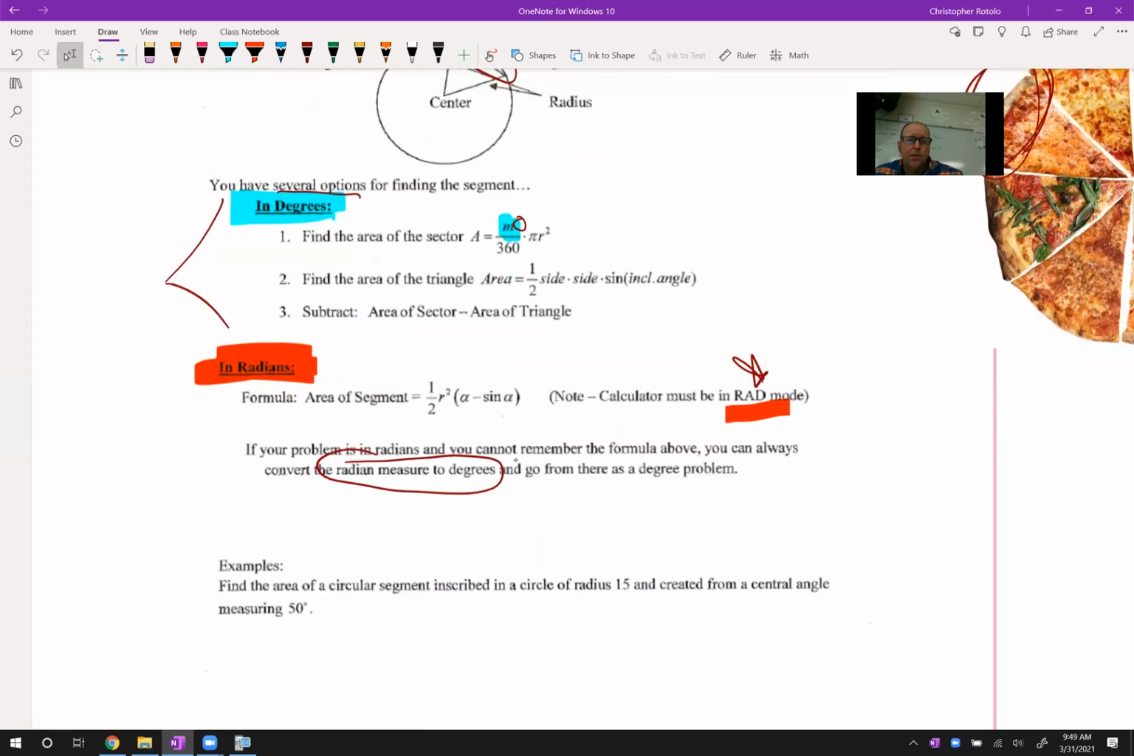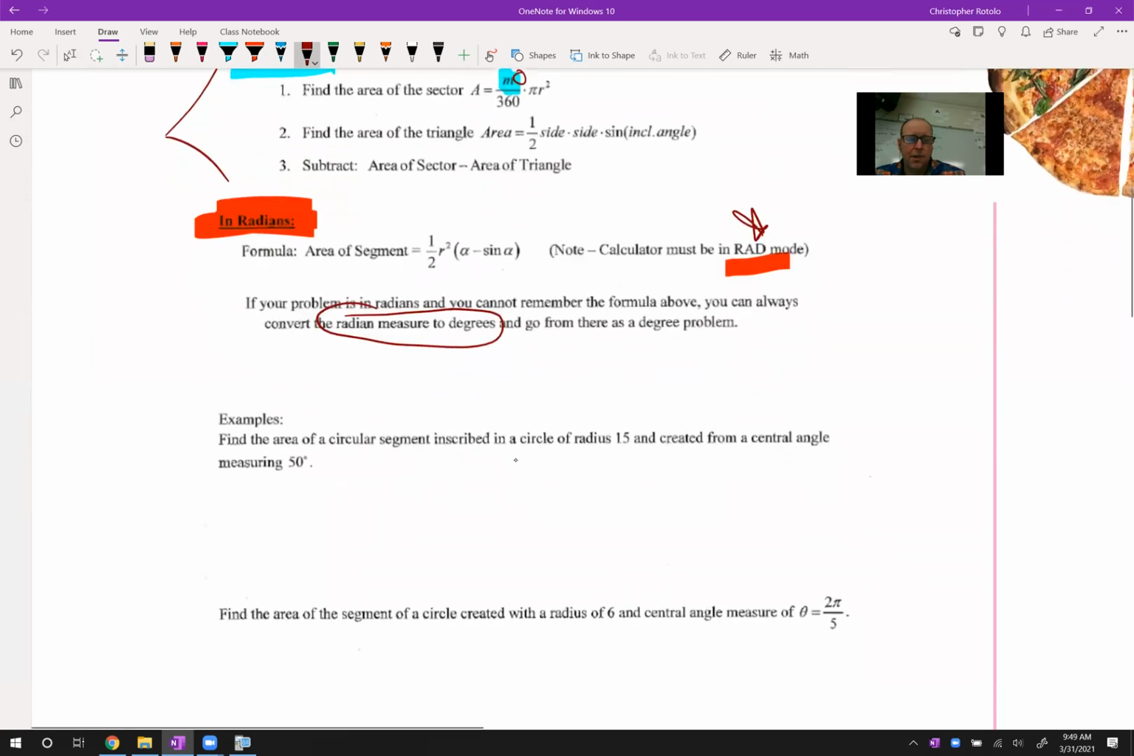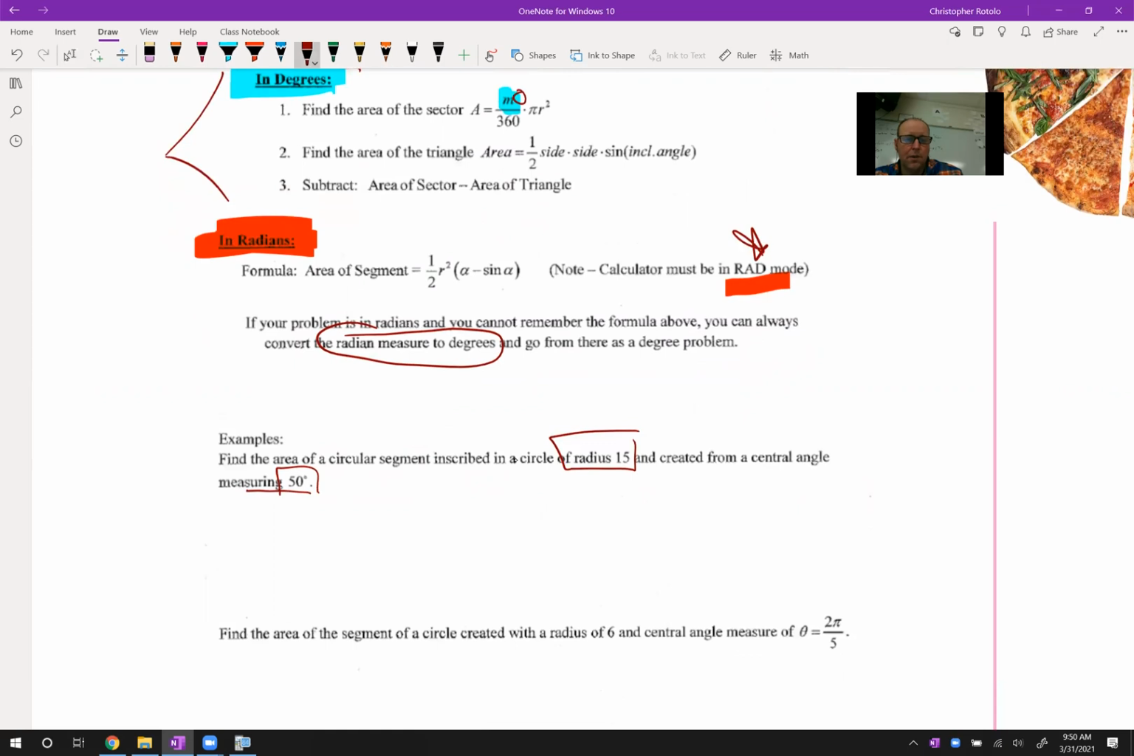All right, so let's figure out how it works. We got our formulas, and I want to work in this order. Let me grab my paper so I have all the numbers. Find the area of a circular segment inscribed in a circle with a radius of 15 and an angle of 50 degrees. Let's go in order. First, we find 50 divided by 360, times pi times 15 squared. We're going to put all that in the calculator.